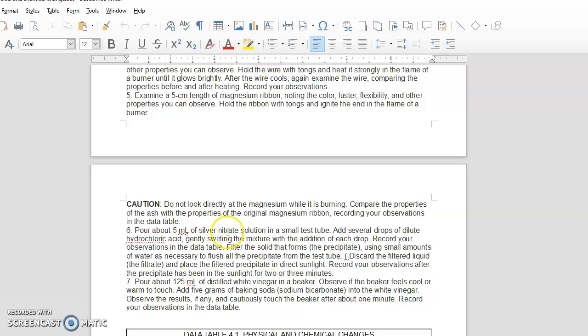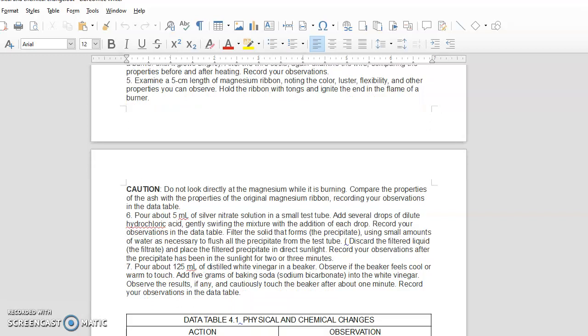Silver nitrate is soluble in water. Silver chloride is not soluble in water. You don't have to do the filtering and leave it. If you leave it in the sunlight, it's going to change color again. So that will be another change there.